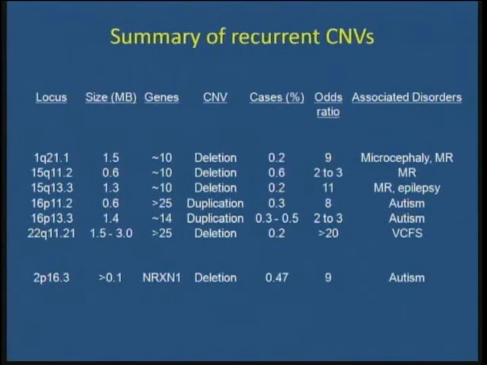So just to summarize the recurrent CNVs, there are 6 mediated by segmental duplications. The odds ratios vary from 2 to 3 up to as high as 20 for VCFS. There are definitely other associated disorders with each of these genomic rearrangements. And the 7th one is a single gene enrichment of neurexin.